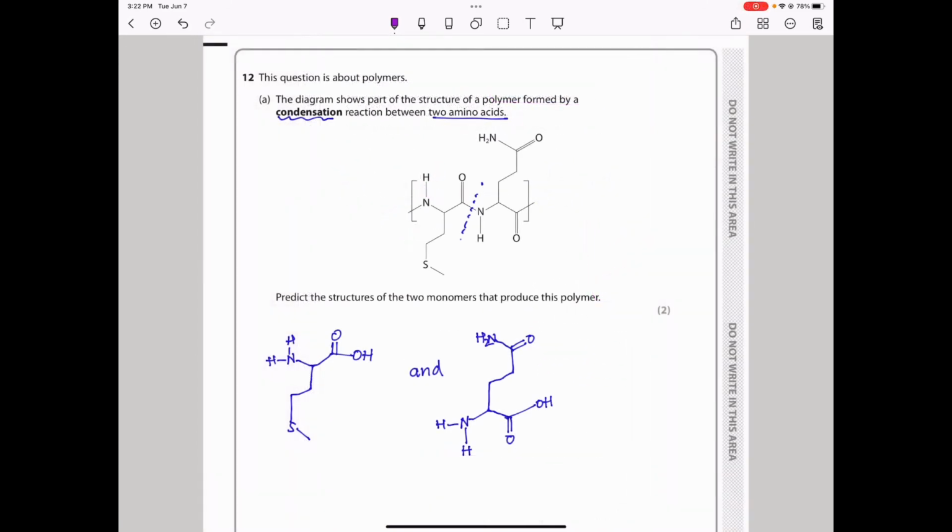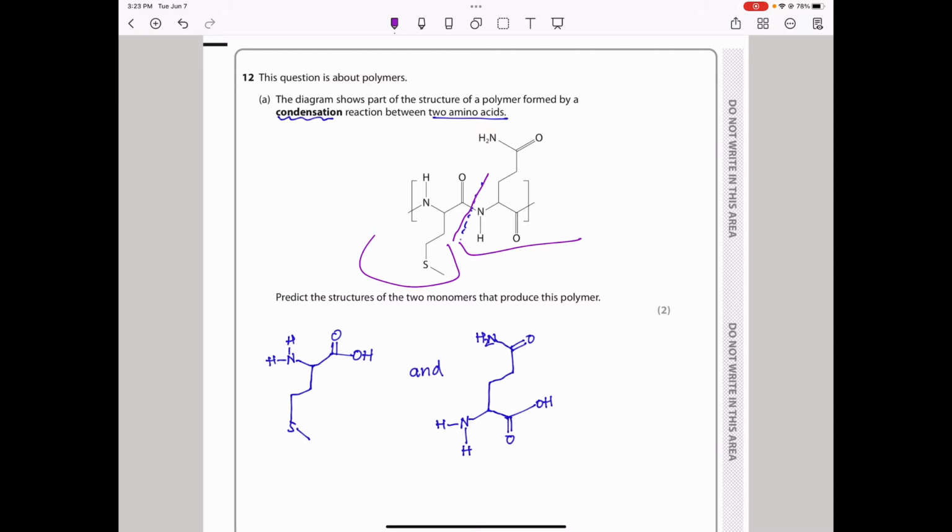This question is about polymers. The diagram shows part of the structure of a polymer formed by the condensation reaction between two amino acids. Of course, you know the amino acids have an amine part and a carboxylic part. So if we separate, we can see there is a carboxylic part here, and then we have an amine part here. So when you look at this structure, we can see that this is where the two amino acids were joined. This is amino acid 1 and that is amino acid 2. So they want us to predict the structures of the two amino acids produced.